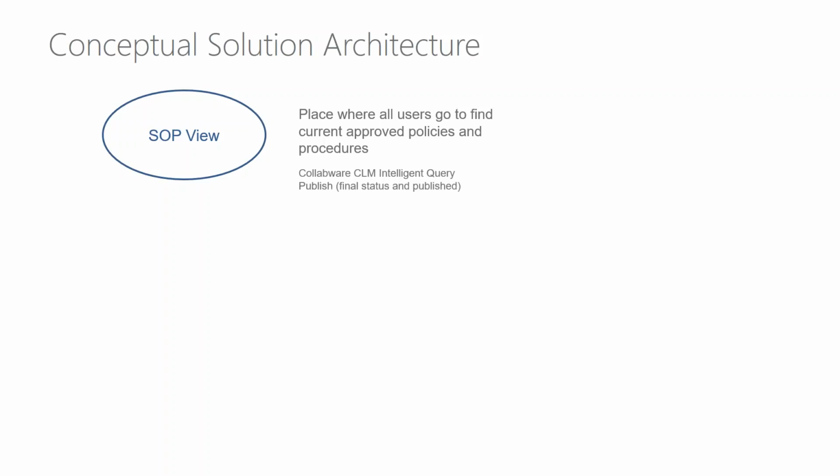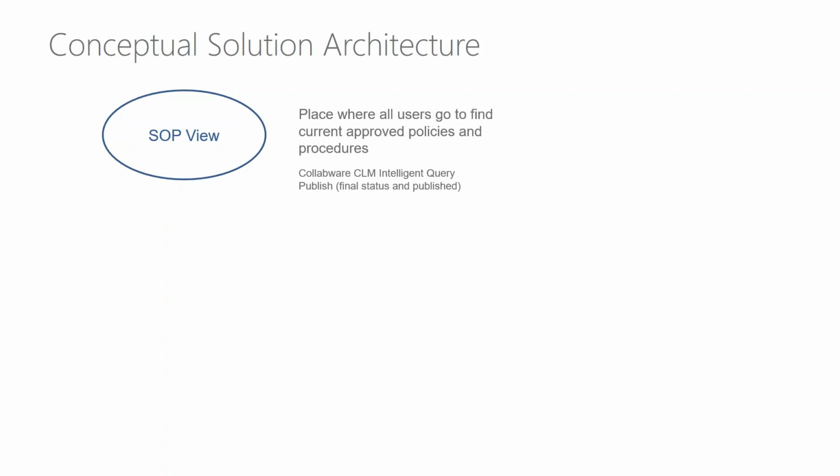And in fact, Collabware CLM Intelligent Query can actually provide this. You can pop this on any page. You could have the same query on multiple pages, and what it will do is it can actually pull out and present to your users the published, final and approved policies in a nice organized way where they can sort and filter and group those things in meaningful ways. So we're going to show you what that looks like in the future.